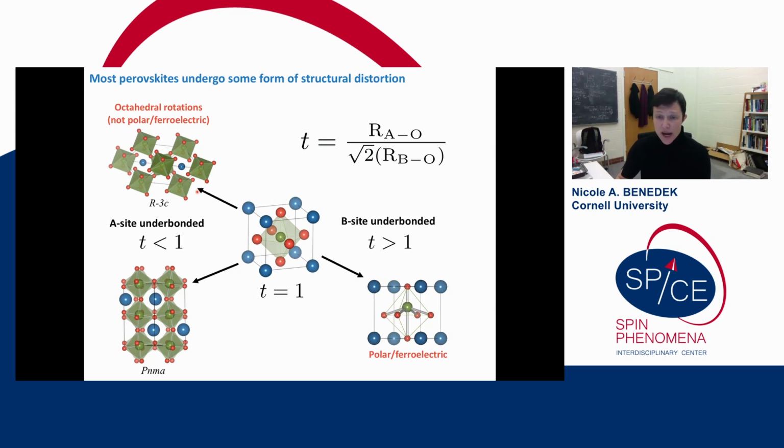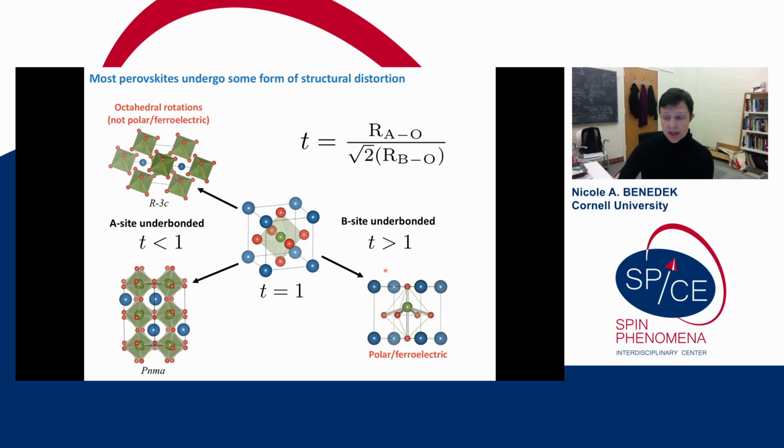When t is greater than 1, that indicates that the B site is underbonded in the cubic phase, and the material is predicted to undergo a polar or ferroelectric distortion. And that's what happens in materials like barium titanate and lead titanate.